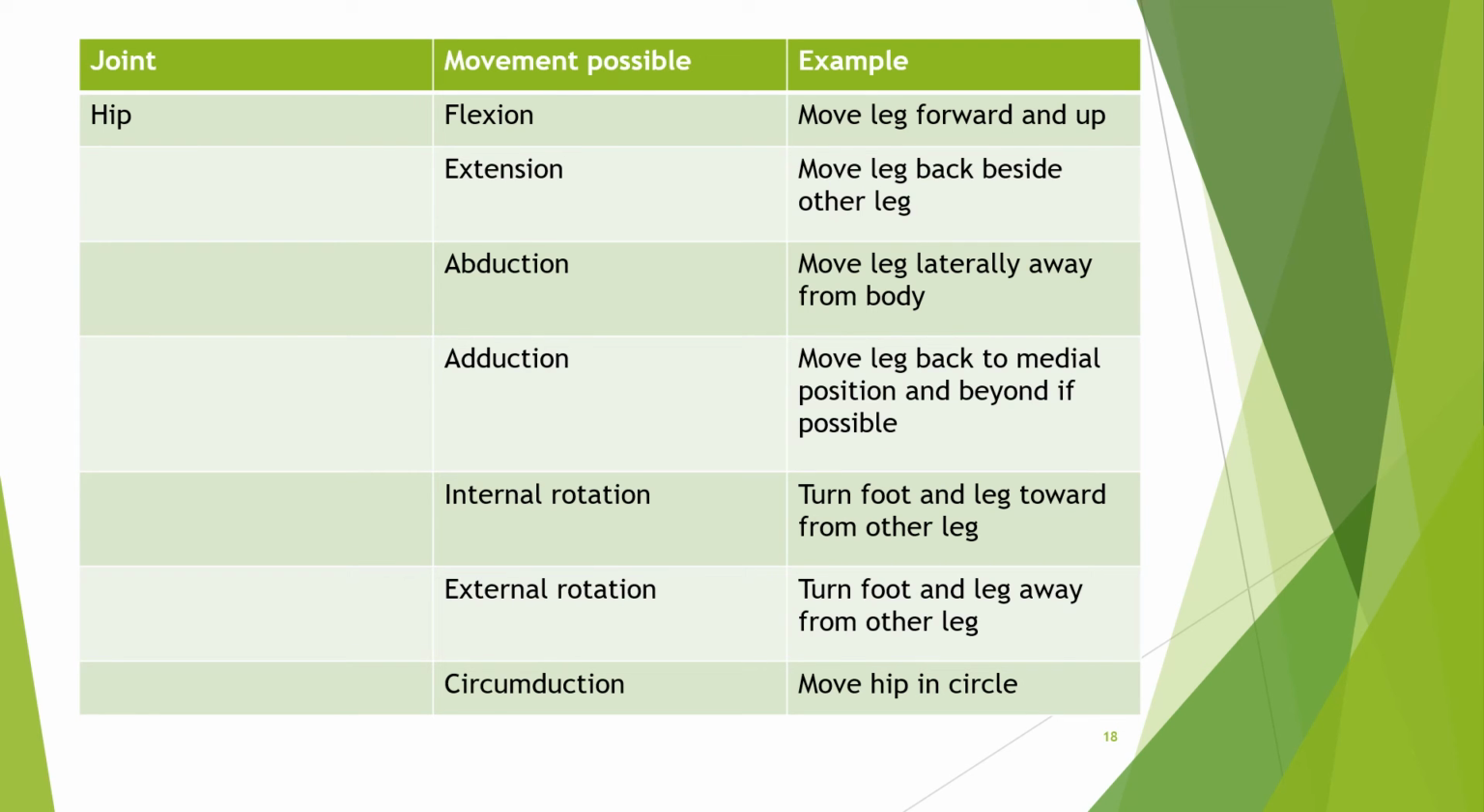Now we see the hip joints. First we have flexion: move the leg forward and upward. Extension: move the leg backward beside your other leg. Abduction: move the leg laterally away from the body. Adduction: move toward the body, toward the midline.